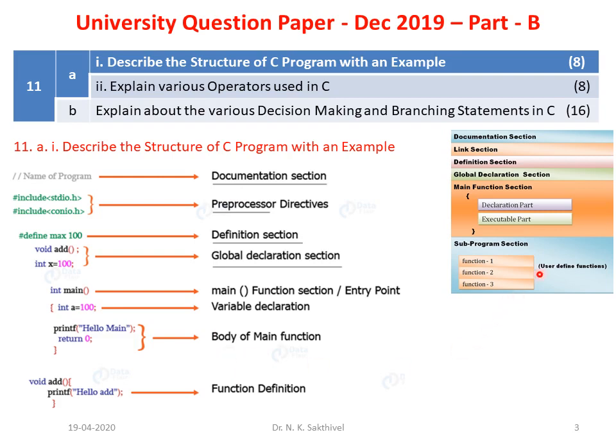Here is additional information given like this. The same structure: the documentation section and the preprocessor directives are called the link section, as I told you. After the link section, there is a global declaration and a main function, and after that the subprogram functions. This is the general structure of a C program.